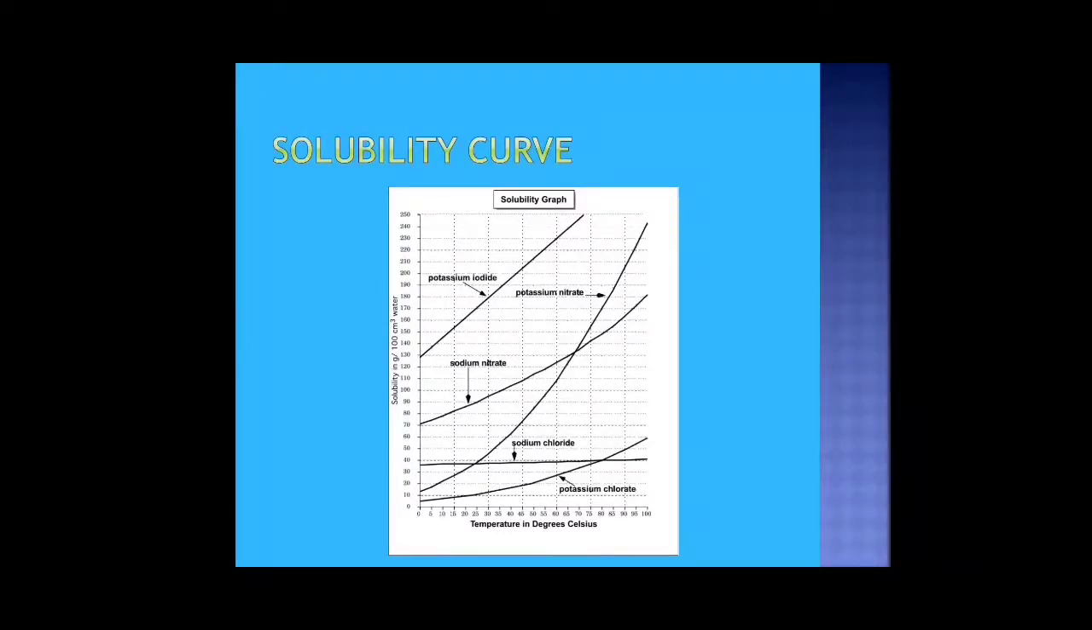We also have one salt, calcium sulfate, whose solubility increases with temperature up to around 50 degrees. And after 50 degrees, the solubility decreases.